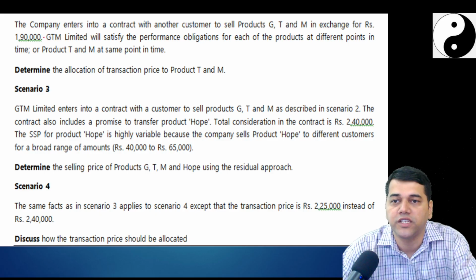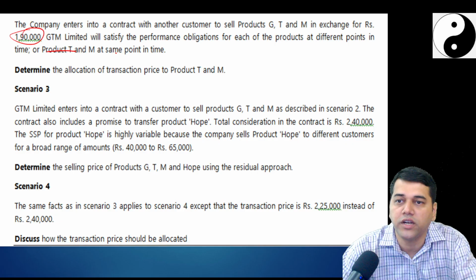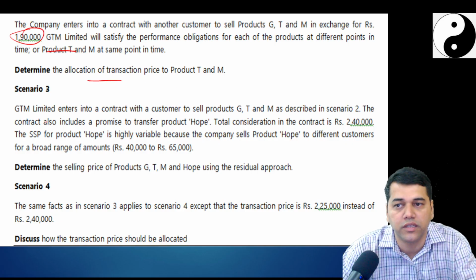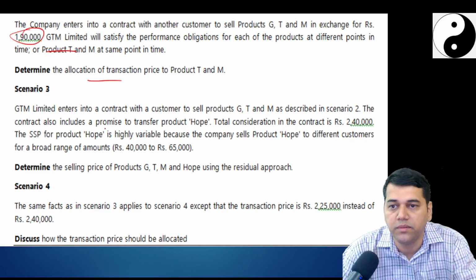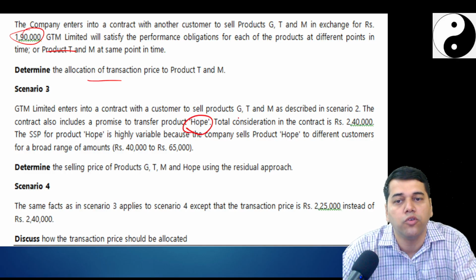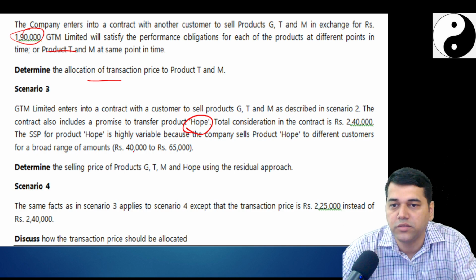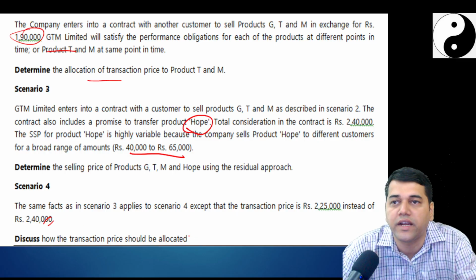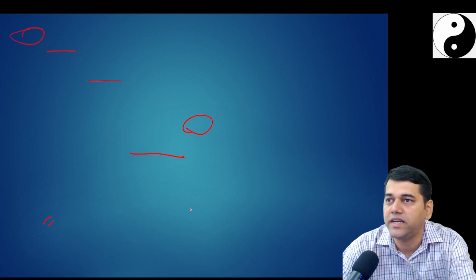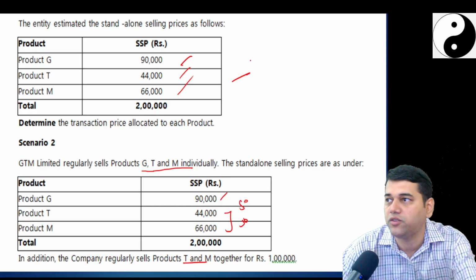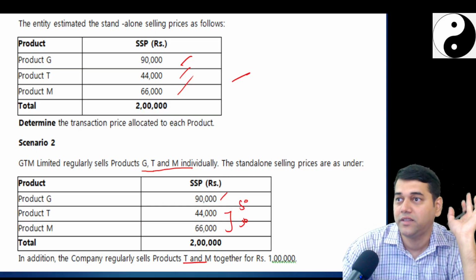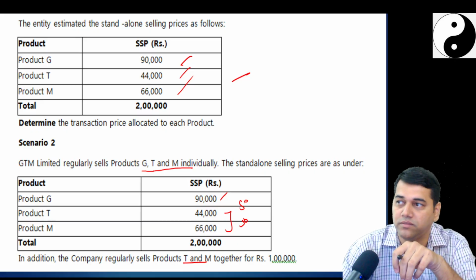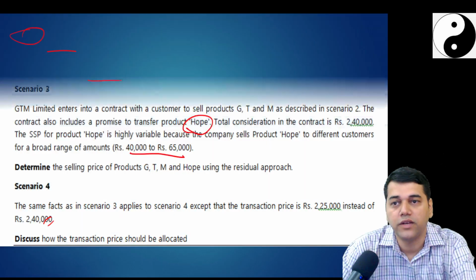Enters into contract for exchange 1,90,000 for all the 3 products, different point in time, or product T and at the same point of time, allocate this. Scenario of the customer described scenario, promises to product of hope, which is alpha, different customers to this range, and the same scenario, instead of 2,40,000, discuss how the transaction. Actually, which scenario was added? No scenario was added. The first is not a scenario, first is of previous question. They clubbed 2 questions together in this examination. Yes, so let us see.